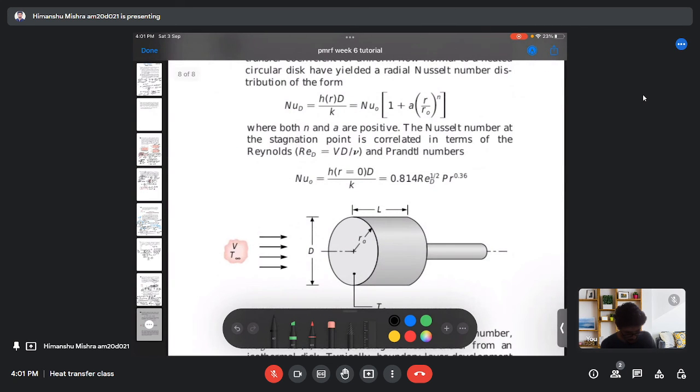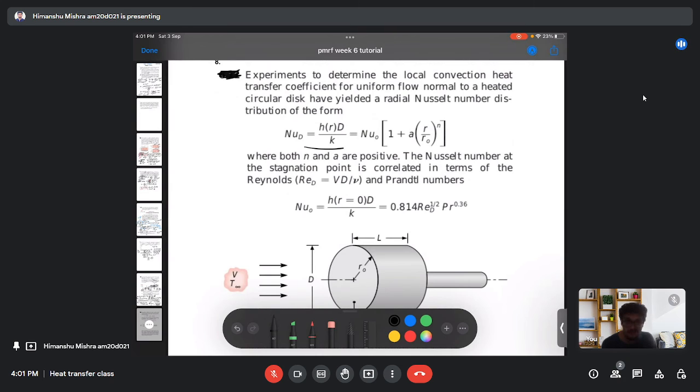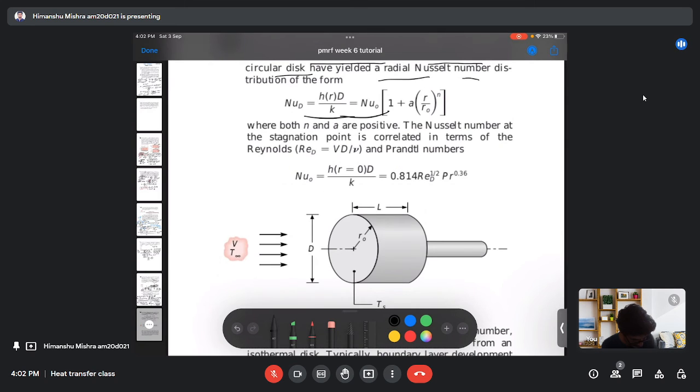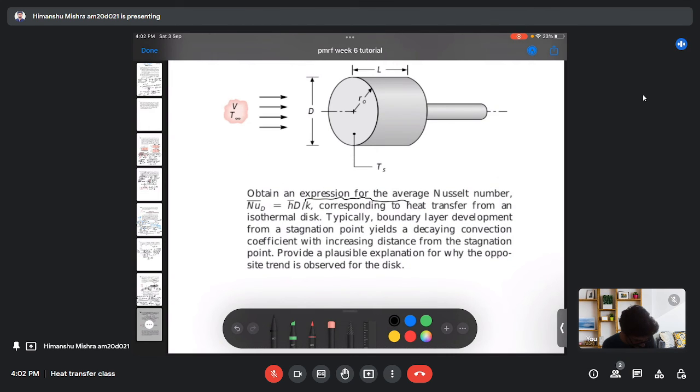In question 8, we have been given the Nusselt number. Experiments to determine the total local convective heat transfer coefficient for uniform flow normal to circular discs have yielded a Nusselt number relation where N and A are positive. The Nusselt number at the stagnation point is correlated in terms of Reynolds number and Prandtl number. Obtain the expression for the average Nusselt number corresponding to the heat transfer from the isothermal discs.